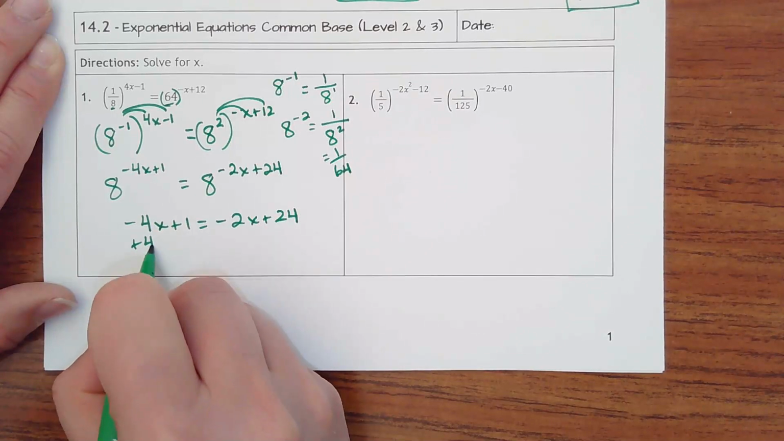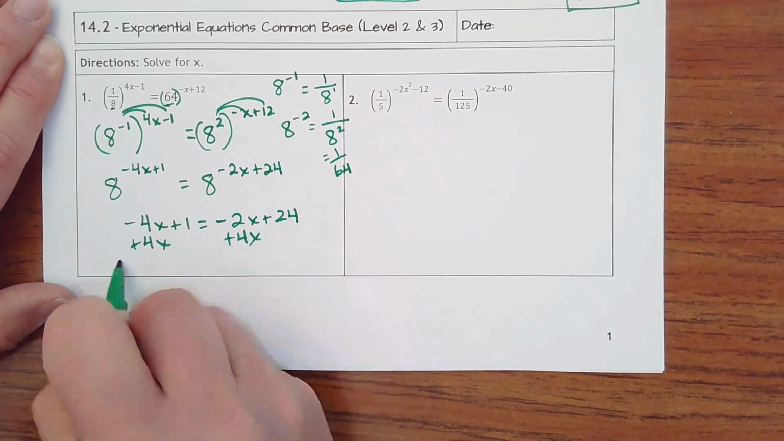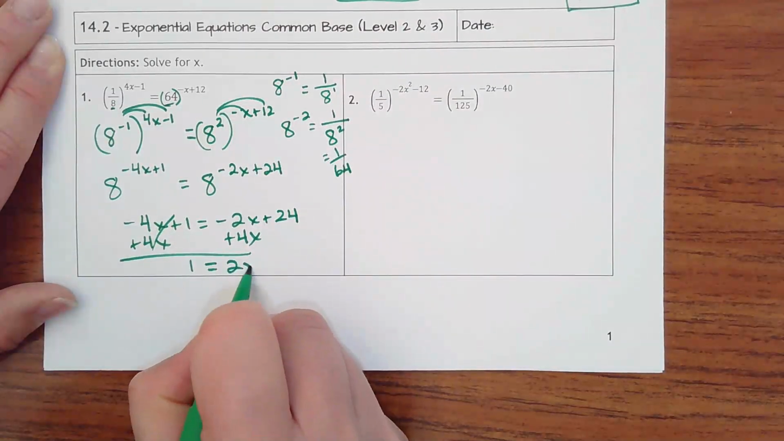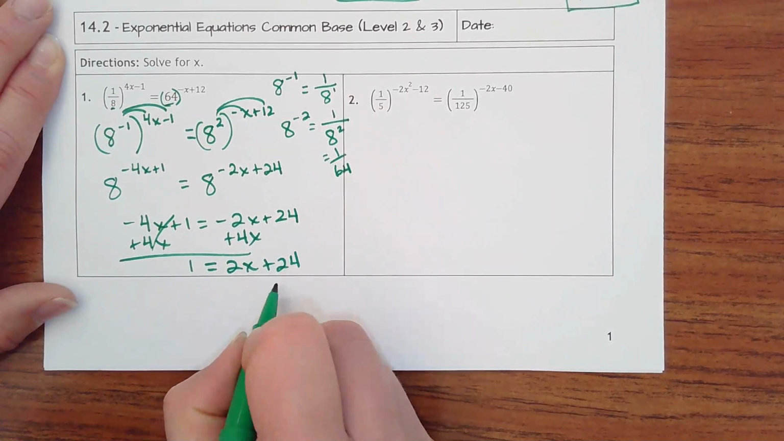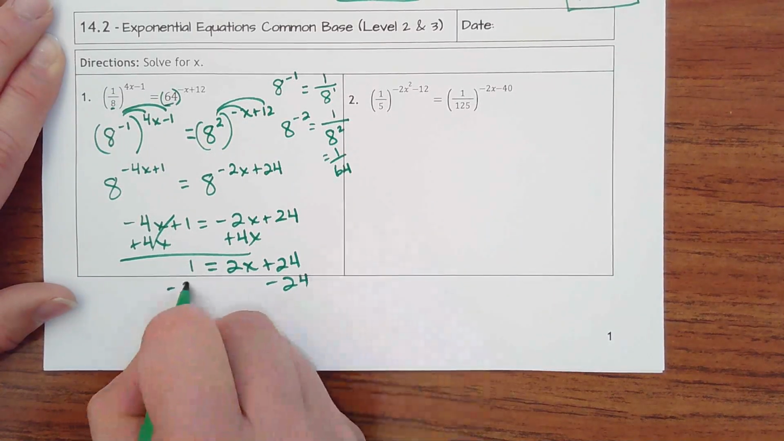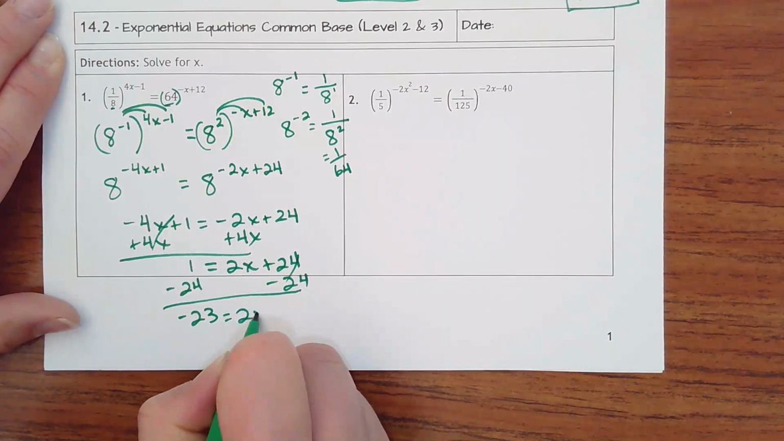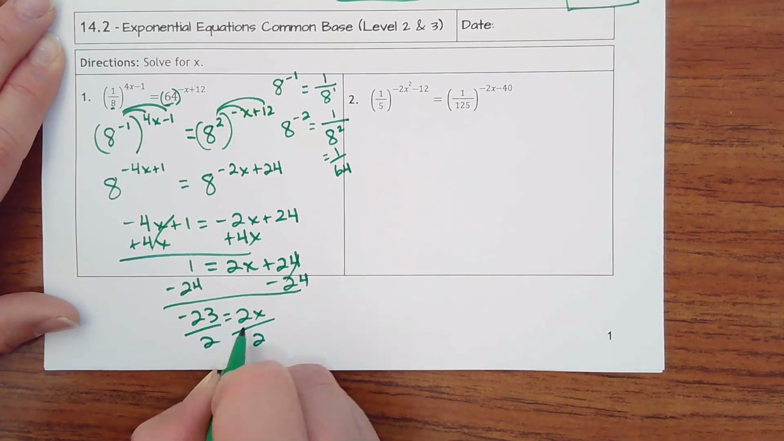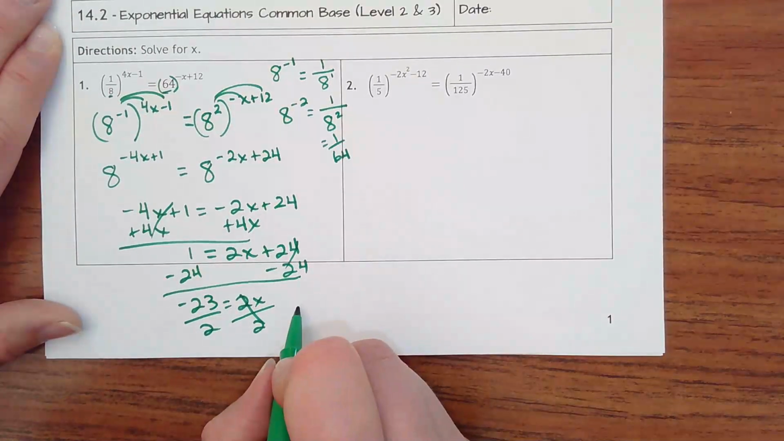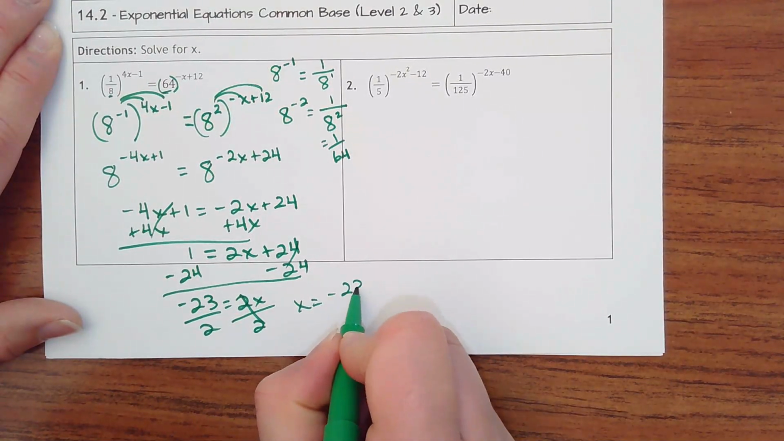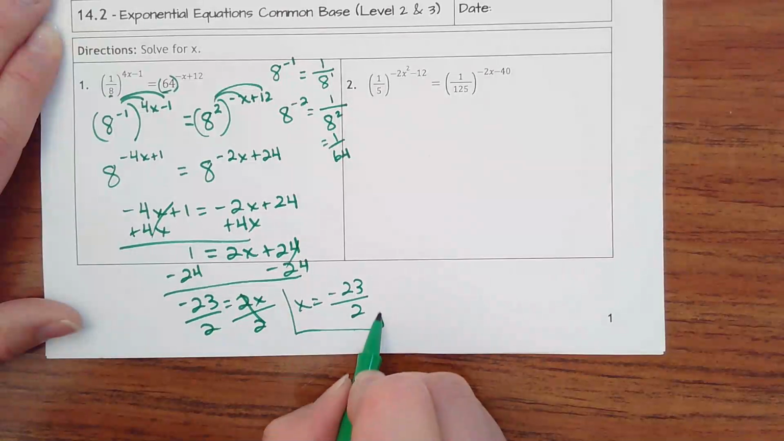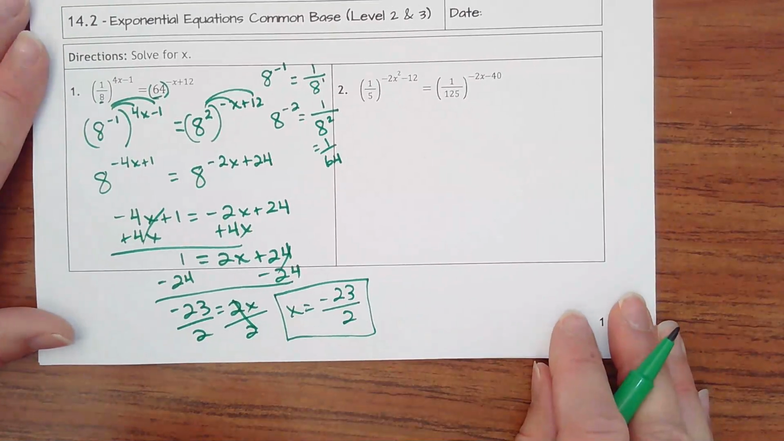I'm going to add 4x. I'm going to subtract 24, which is negative 23. I'm going to get a fraction, which is fine. I would just keep it, negative 23 halves. So that would not be a fun one to check, and you would not be able to do that in your head. We'll just leave it like that.